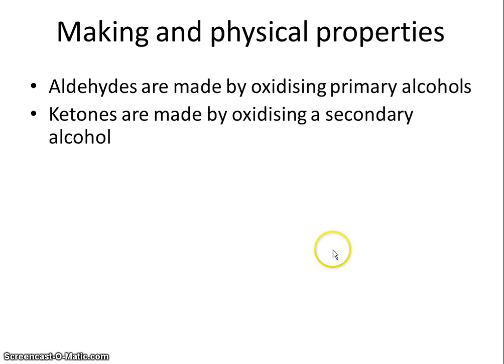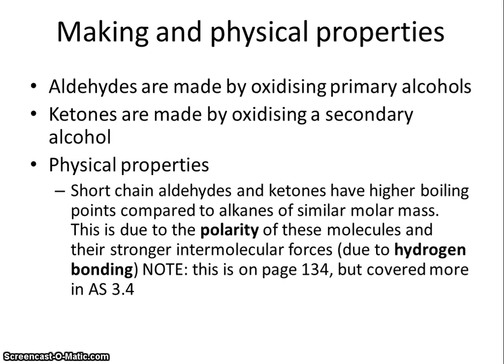Okay, and this year we find that ketones are made by oxidizing a secondary alcohol. And a little note on the side there, of course, again, that tertiary alcohols do not oxidize. Okay, physical properties. Short chain aldehydes and ketones have higher boiling points compared to the alkanes of similar molar masses. Now this is due to the polarity of these molecules and their stronger intermolecular forces.